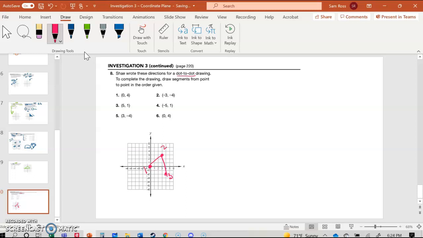Do not plot all of these points and then draw lines because you'll get the wrong shape. You need to go in order. Dot to dot to dot. Okay? Let me know if you have any questions.